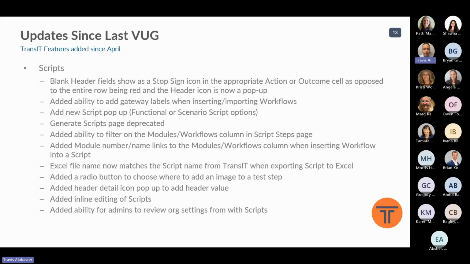The Excel file, when you download your script, now matches what is actually inside TransIT, including the script number as well. We added a radio button to choose where you want to add your image to a test step. So now you can choose whether you want it in your action or your outcome.